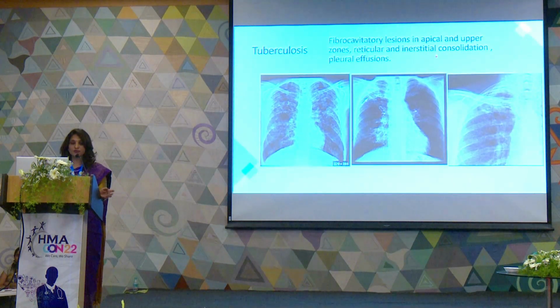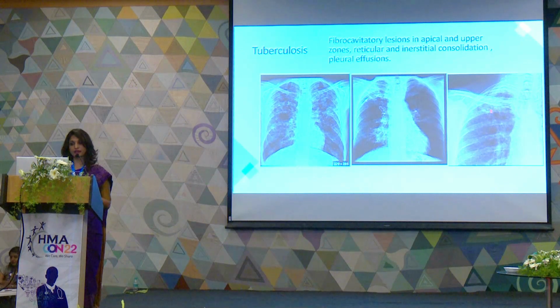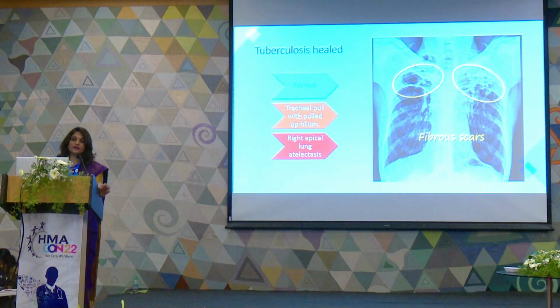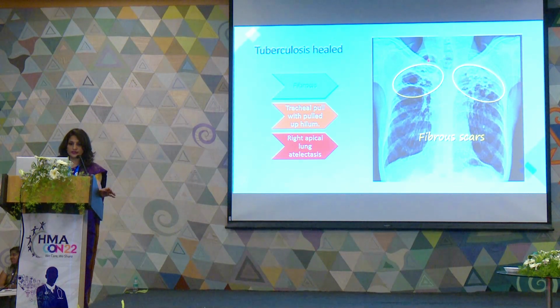Tuberculosis may have varied appearances. You can see fibrocavitary lesions like this in the apical and upper zones of the lungs. You can see reticular shadowings like this or interstitial consolidation. In some cases, you can also see pleural effusions. We all know tuberculosis heals by fibrosis, so you generally see fibrous scars in healed tuberculosis. You can see the shift of the trachea because of atelectasis or collapse of the upper lobe in the X-ray. You can also see a pulled-up hilum. These are typical signs of healed tuberculosis.